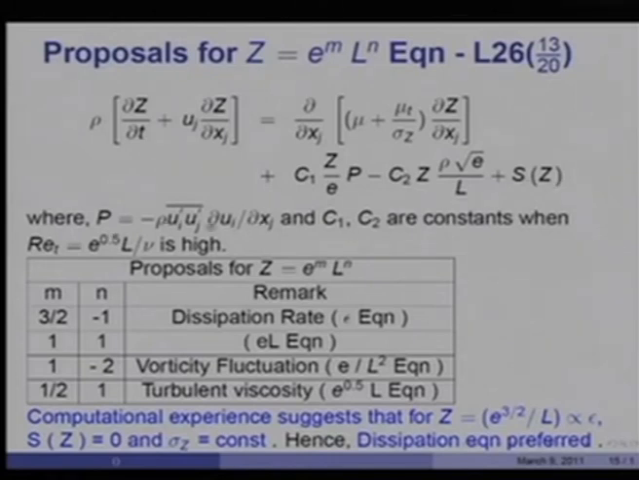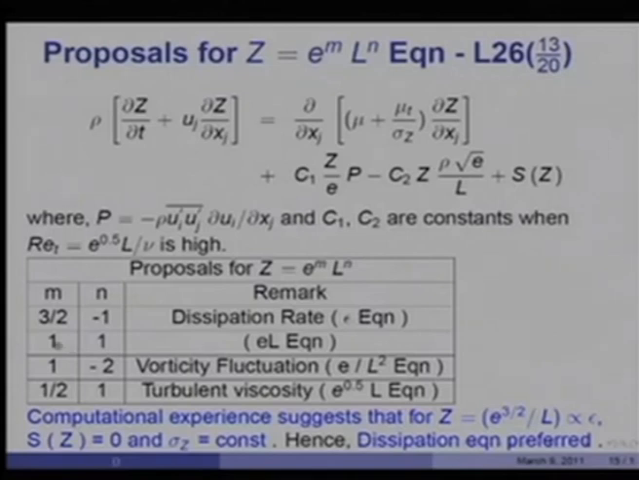Here P, as you recall, is the turbulent kinetic energy generation, and C1, C2 are constants when Re_t is high. Now, there have been some proposals for this. For example, the first one took m equal to 3 by 2 and n equal to minus 1, and that would mean that z is proportional to E raised to 3 by 2 divided by L, which would imply dissipation, and therefore, it is called the dissipation equation.